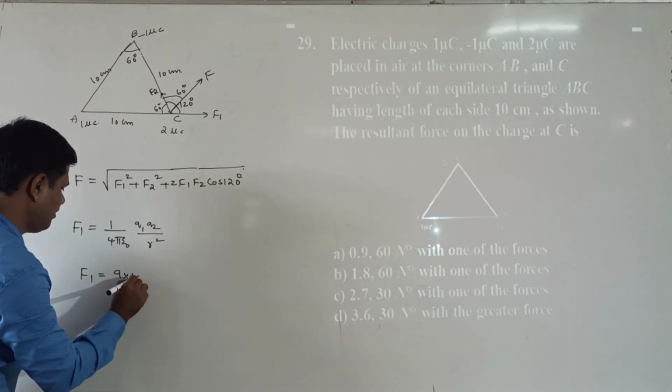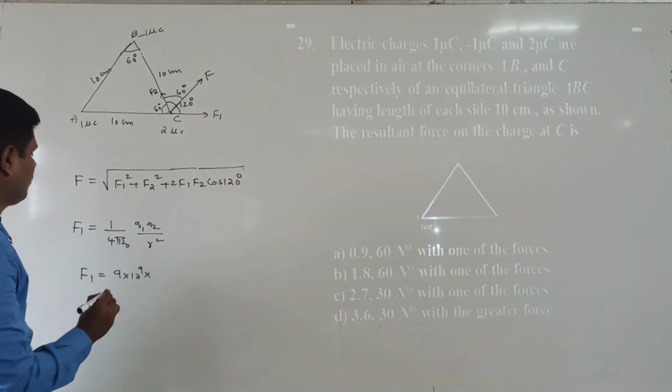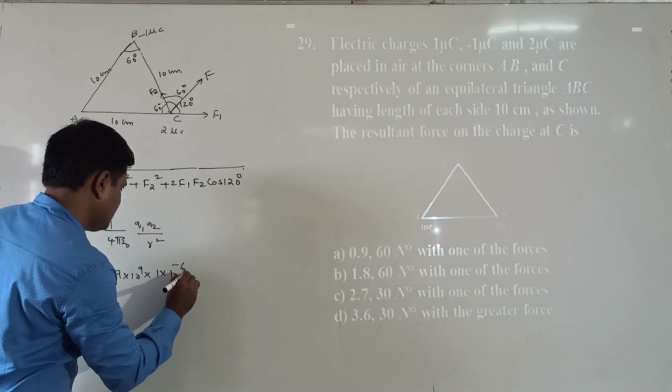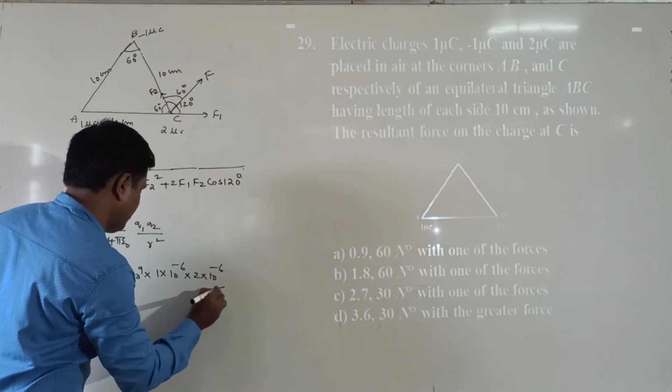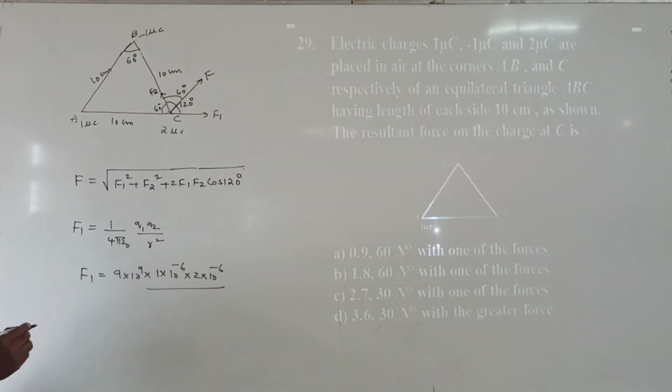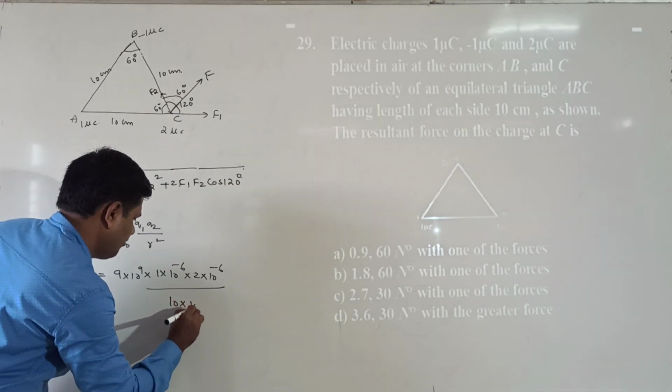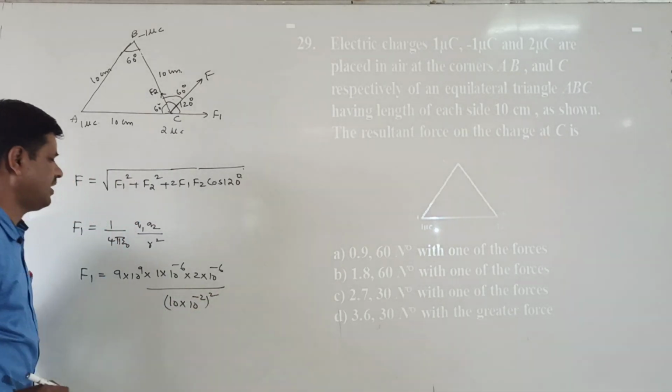F1 is equal to 9 into 10 power 9, times 1 microcoulomb, which is 1 into 10 power of minus 6, times 2 microcoulomb, which is 2 into 10 power of minus 6, by r square. 10 centimeter means 10 into 10 power of minus 2, whole square. From this we are getting F1.